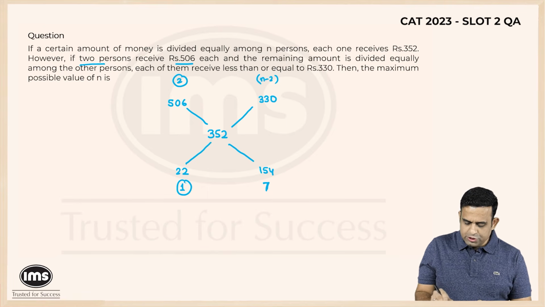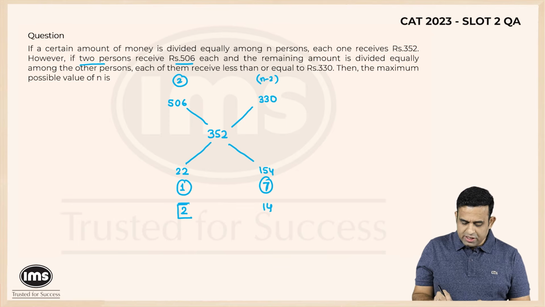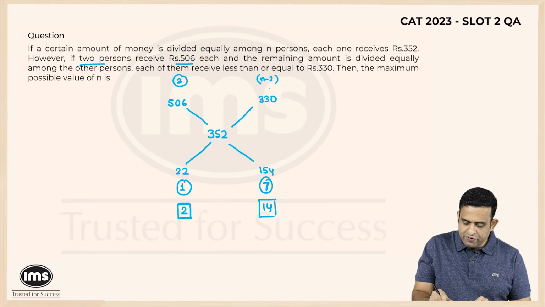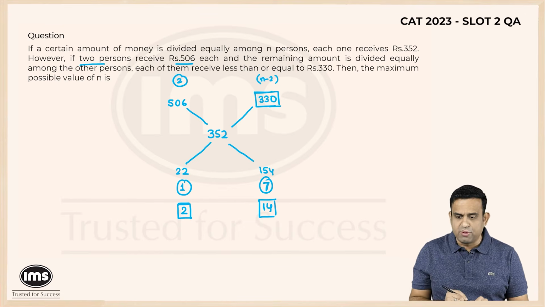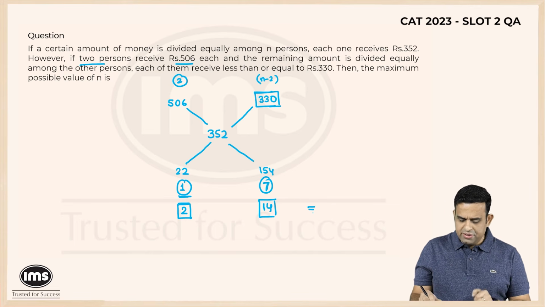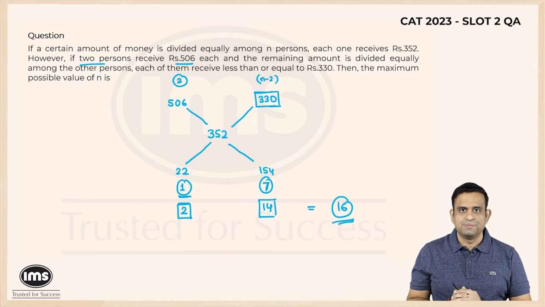So if I have 1:7, then for 2, this particular number must correspond to 14. So if I have two people receiving 506 each, then the remaining 14 people have received 330 each. If I want to maximize the value of n, this number should be as large as possible, because you want the other number to be smaller. So this will make 2 plus 14, giving you a total of 16 people, and that is what the answer would be for this particular question.